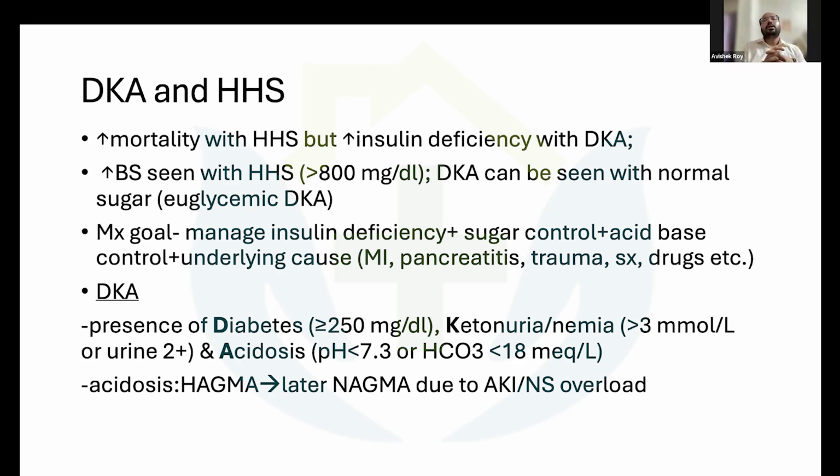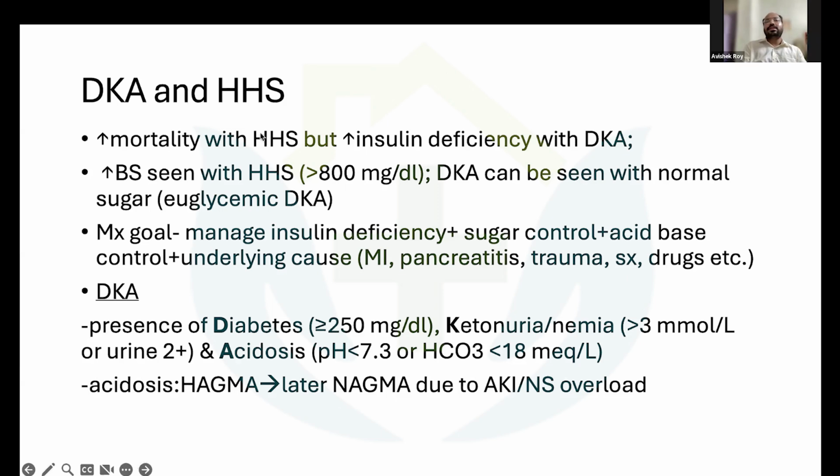DKA stands for diabetic ketoacidosis, HHS is hyperosmolar hyperglycemic state. Previously we used to call it hyperosmolar hyperoncotic coma or non-ketotic coma, different names were used, but nowadays it's called the hyperosmolar hyperglycemic state. Both are associated with insulin insufficiency or deficiency, but the mortality is more in HHS. We have to remember this, but the insulin deficiency is more in DKA.